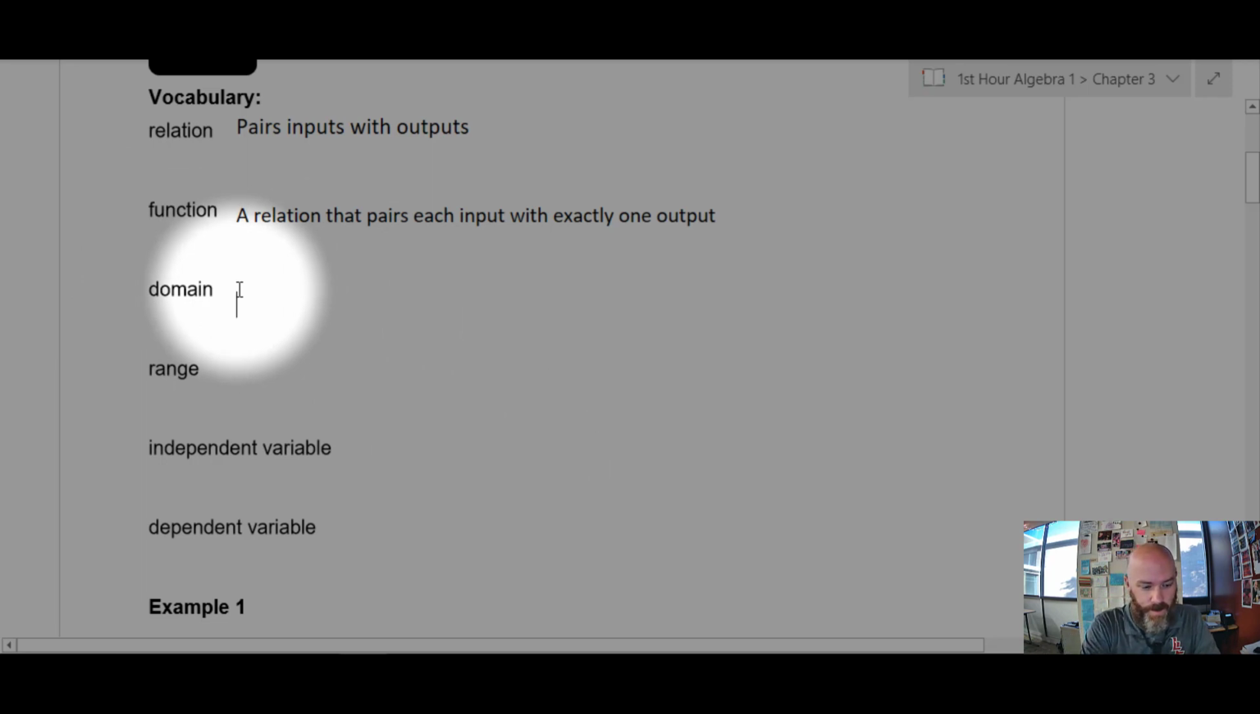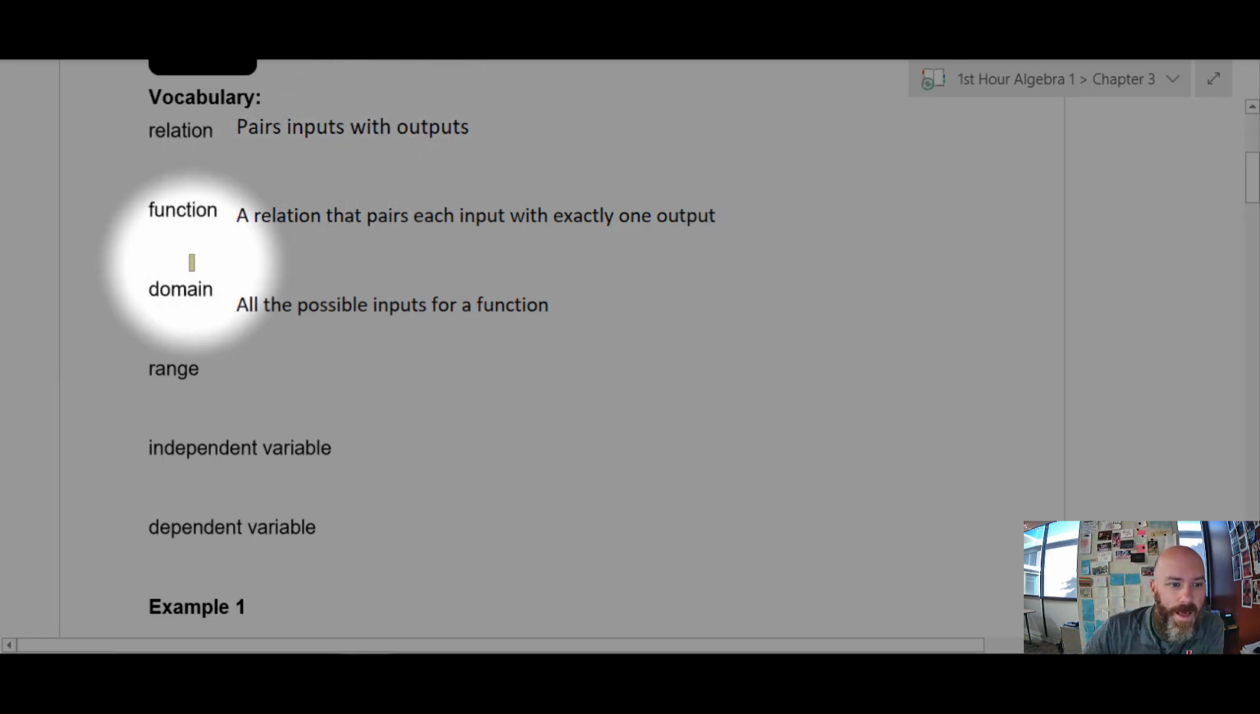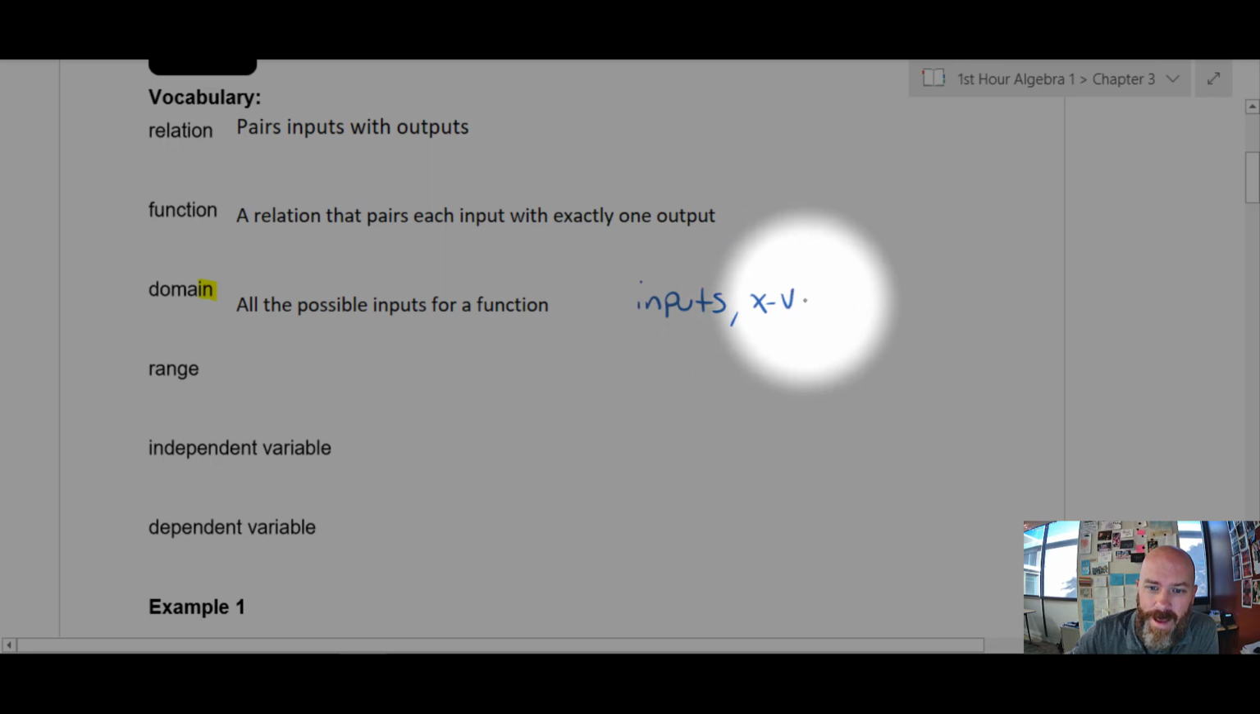Domain. These are all the possible inputs for a function. And notice that when we are looking at the vocabulary word domain, it ends with the letters IN, so domain is also your inputs. We're also going to learn that your domain is your x values as well. So when you have a function, your x values are going to be your inputs.